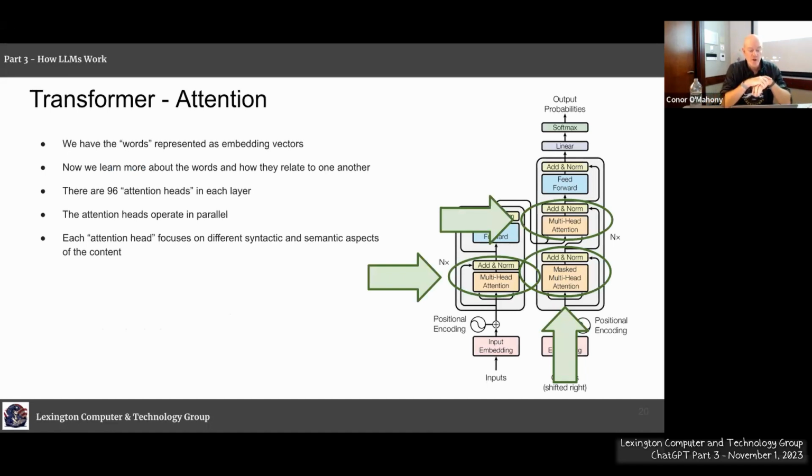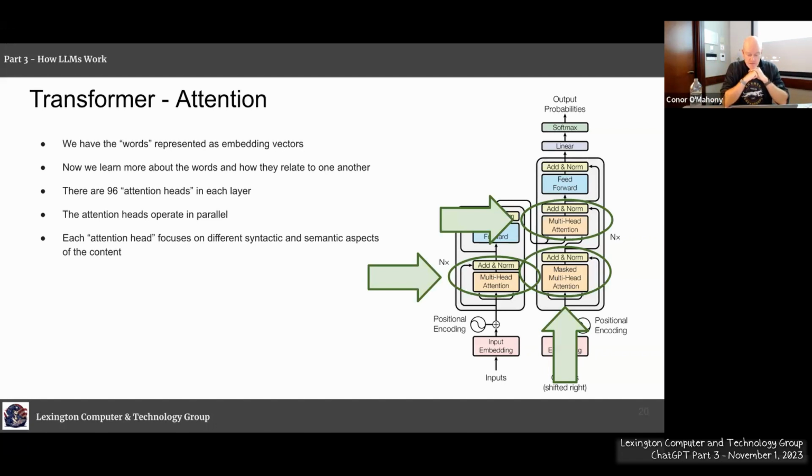Okay, we've represented words as embedding vectors. Now what we're going to do is learn more about the words and how they relate to one another. And we're going to use something called attention. There are 3 attention layers in this. Each of them operates a little bit differently, but for now, I'm just going to deal with this in quite general terms, just to convey what attention is all about. And basically, it's all about a bunch of math, but it's a bunch of math with a means to an end.